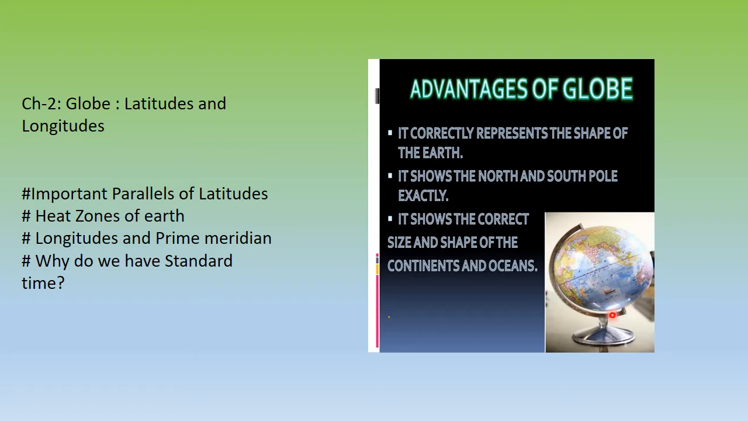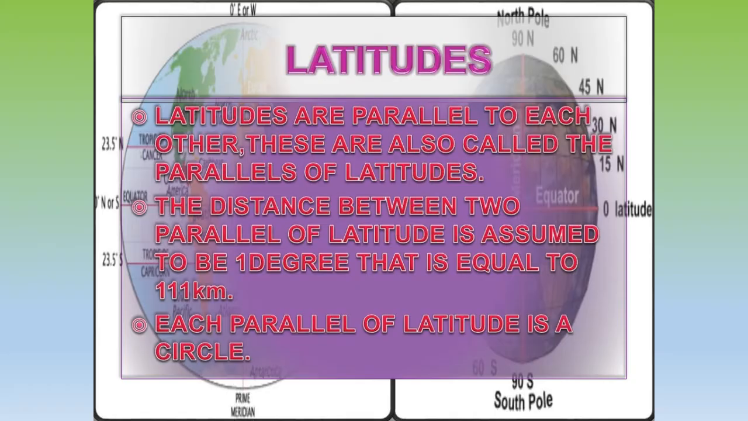Now, your globe is a true representation of our planet Earth. We can see all the continents and oceans on it. It gives the correct size and shapes of all the continents and oceans present on Earth.